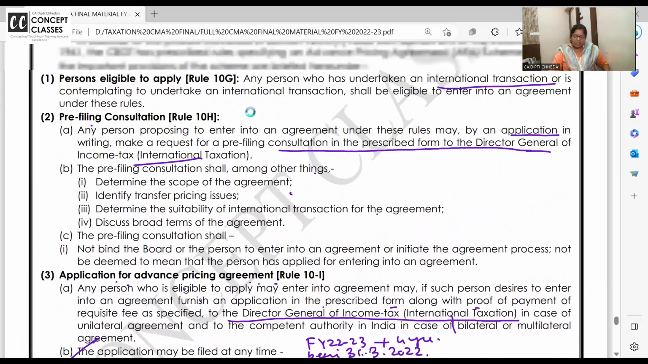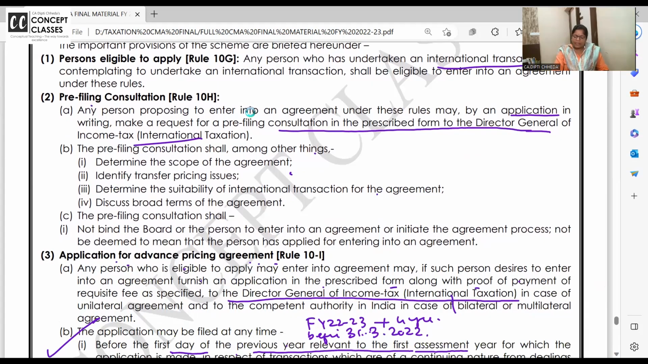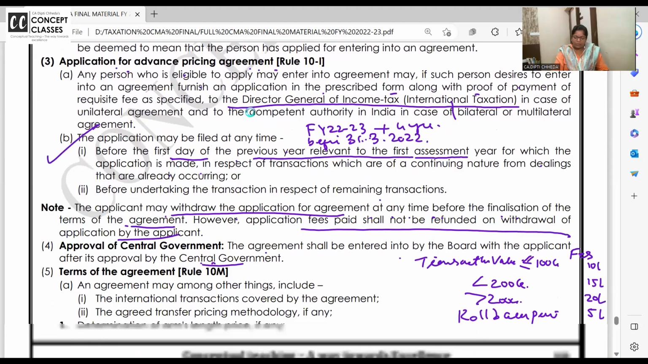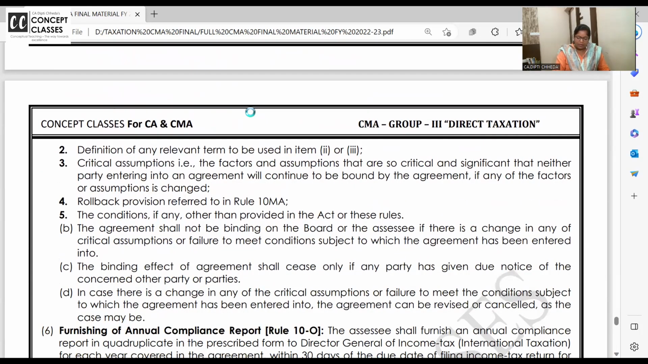What is the gist? Before making the application for advance pricing agreement, you need to check it is for all the international transactions. And you have to first make an application to the Director General also. And before the first day of the financial year, you have to make the application. This is the fees. If you wish to withdraw, you can withdraw at any time before the finalization, however fees won't be refunded. Terms of agreement, it will be for international transaction, और जो भी transfer pricing वो fix करते हैं उसके लिए. Okay.